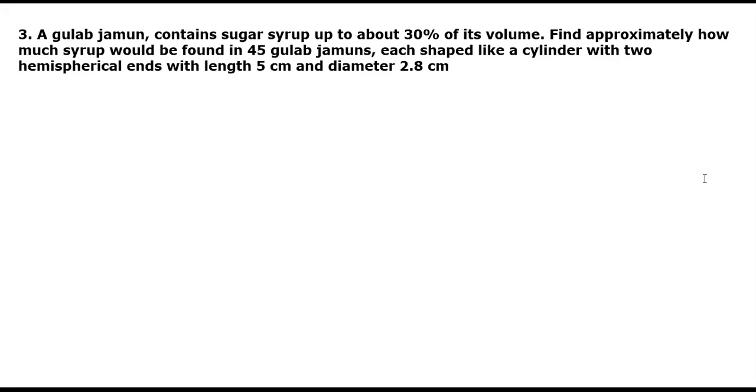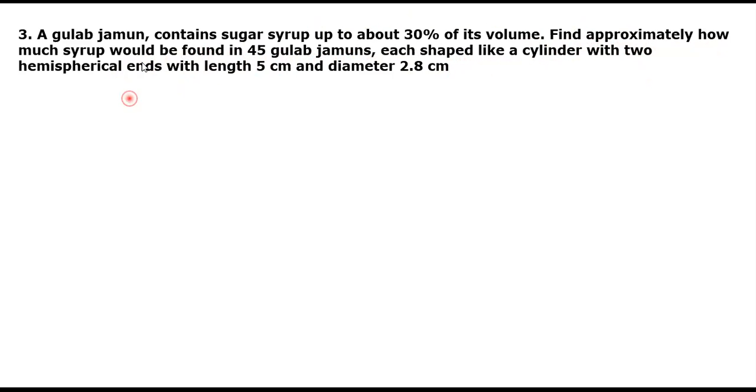We were doing exercise 32 in the previous video. Now we have question number 3 of that exercise. Gulab jamun contains sugar syrup up to 30% of its volume. Find the total volume of the gulab jamun, and its 30% will be its syrup. Find approximately how much syrup would be found in 45 gulab jamun.